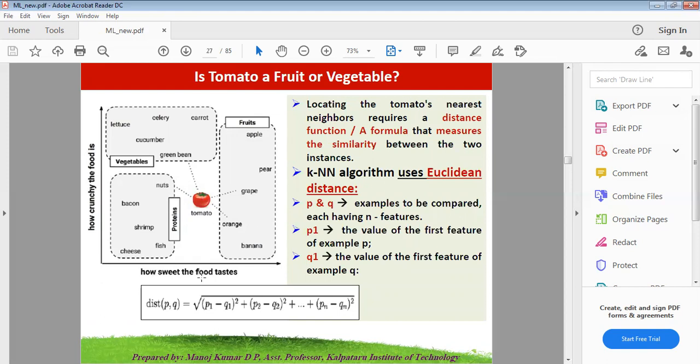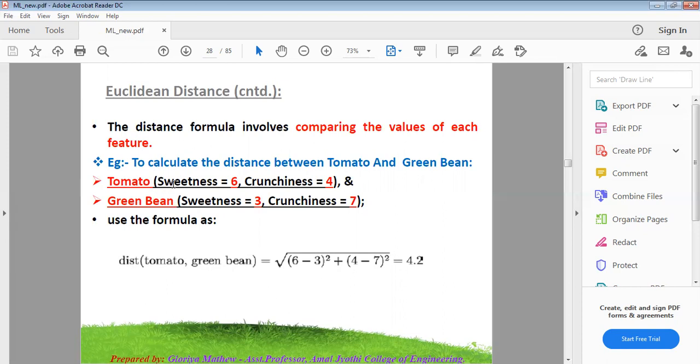Comparing the both, you see, green bean is at lesser sweet, tomato is at greater sweet. Similarly, crunchiness, tomato crunchiness is less, green bean crunchiness is more. So take the same example. For example, I will take tomato, sweet is more, crunchiness is less. Green bean, sweet is less, crunchiness is more. Use the formula. So 6 minus 3 whole square plus 4 minus 7 whole square. So what you will get, that will be the distance.